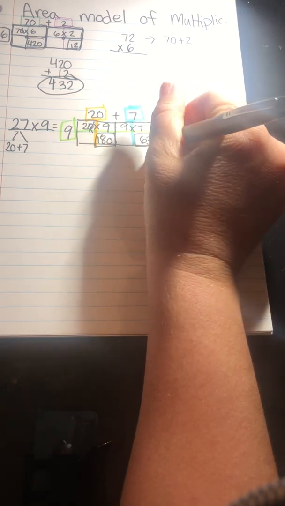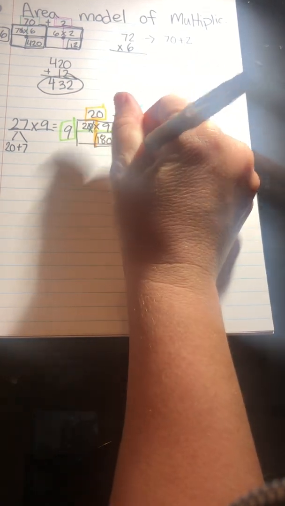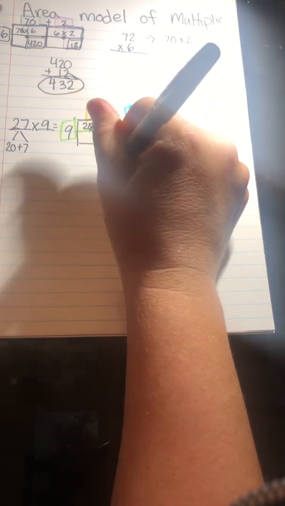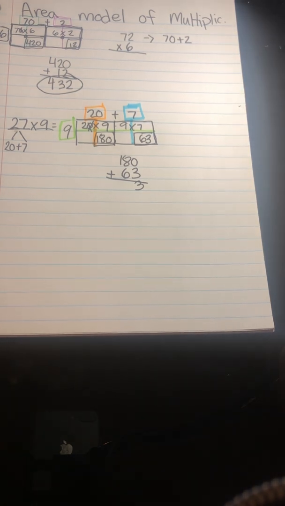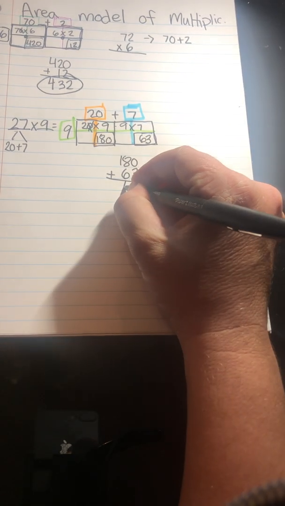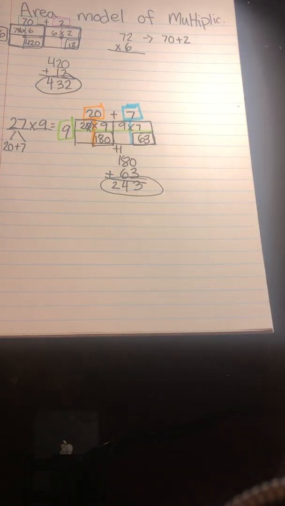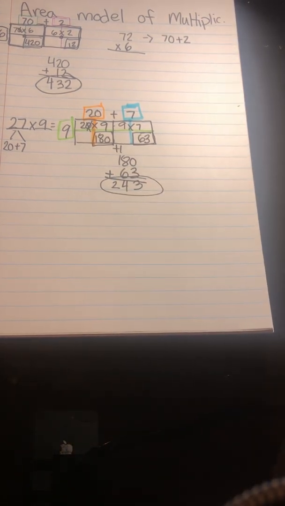So then I'm going to take my 2 partial products and add them. 180 plus 63. 3 plus 0 is 3. 8 plus 6 is 14, put down my 4, regroup my 1. 1 plus 1 is 2. It's called the area model of multiplication.